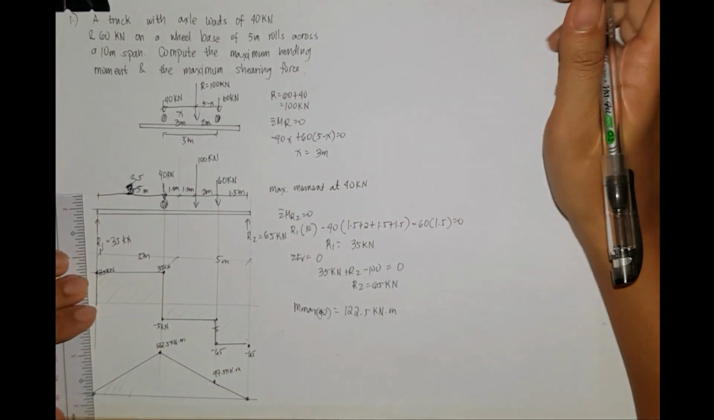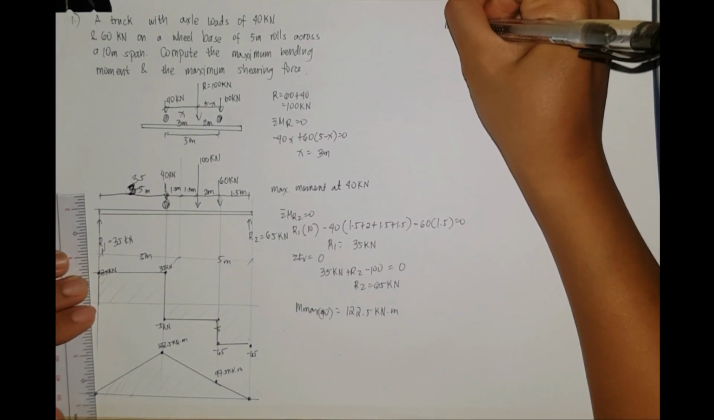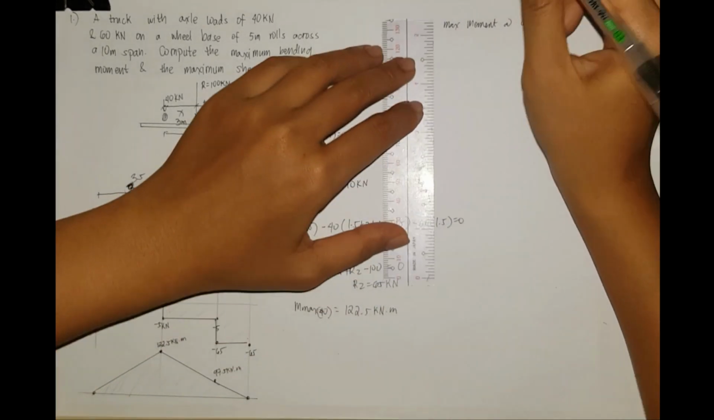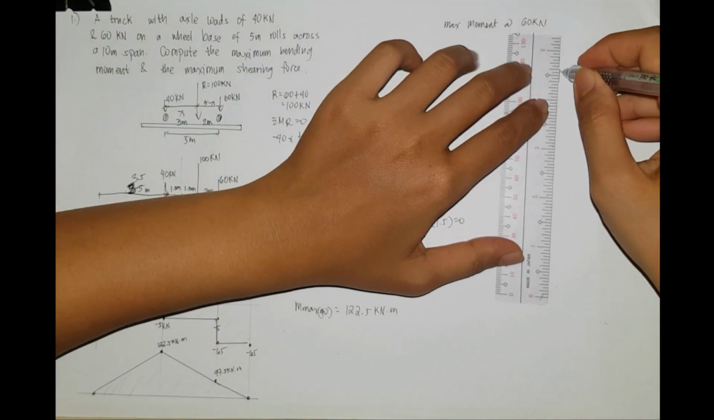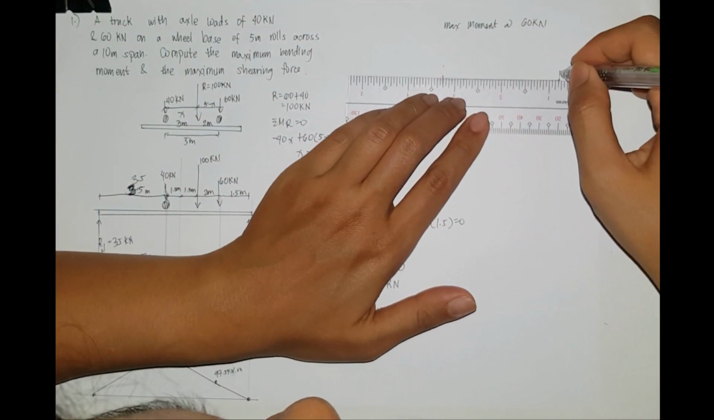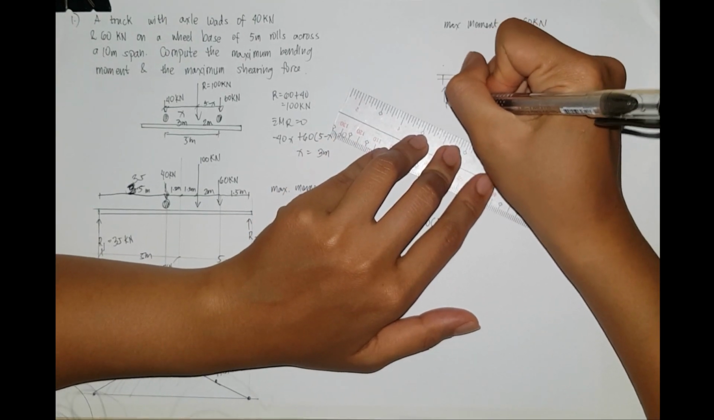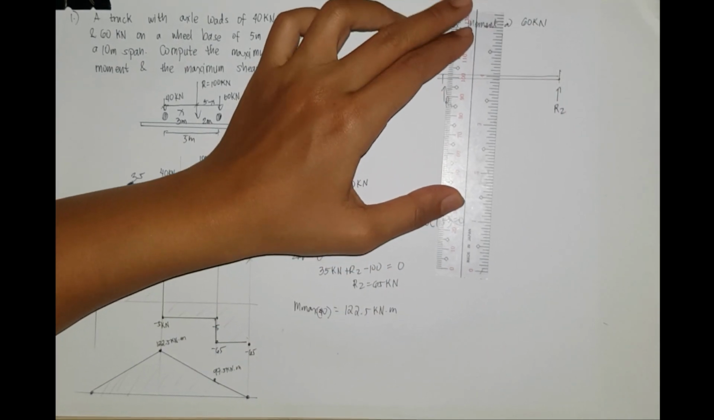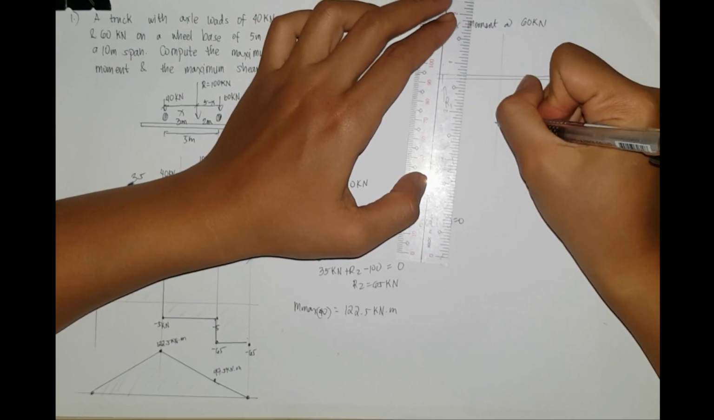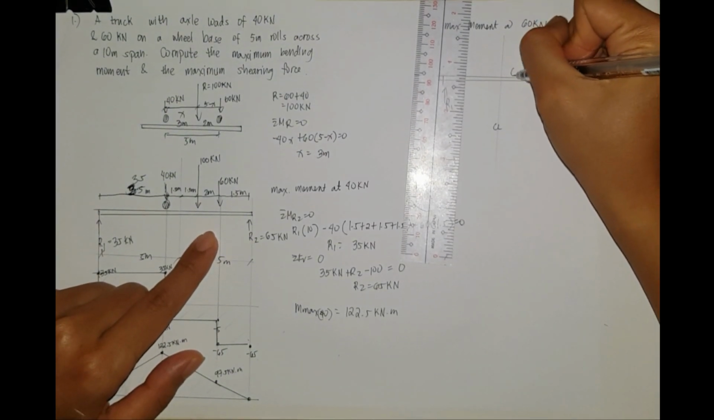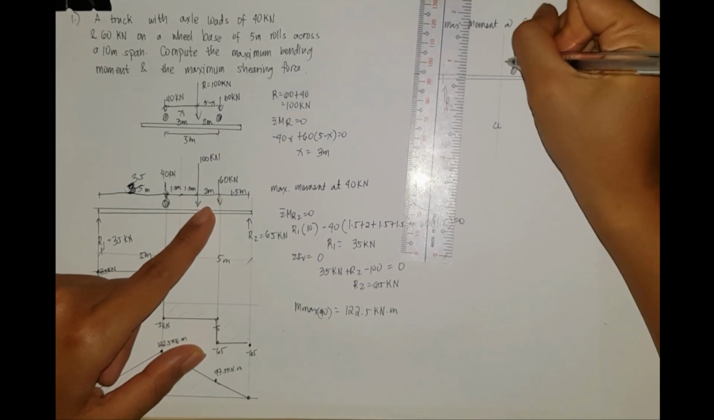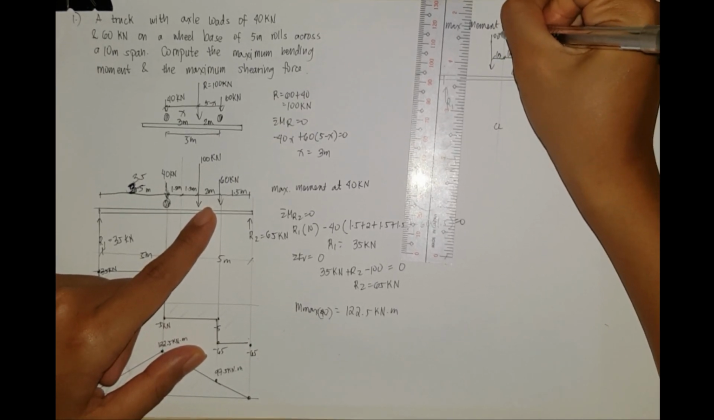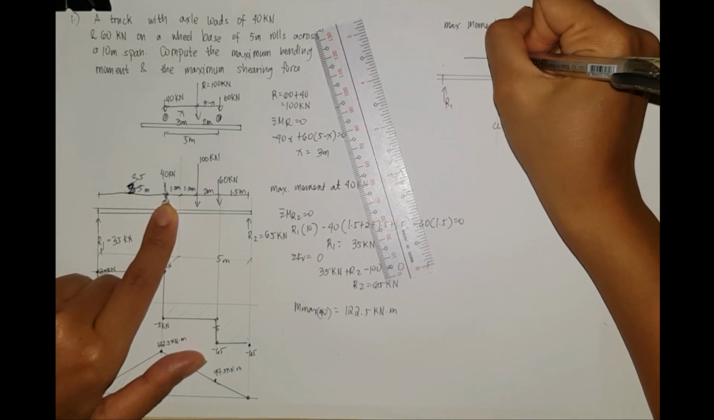So let us proceed naman to the maximum moment at 60 kilonewton. So the maximum moment at 60 kilonewton. So ganun din. Drawing natin yung span. So this is now the center line. So yung 60 kilonewton natin, ito yun. So it is located 1 meter from the center line. 1 meter, so we have 100 kilonewton. And then we have 3 meters.